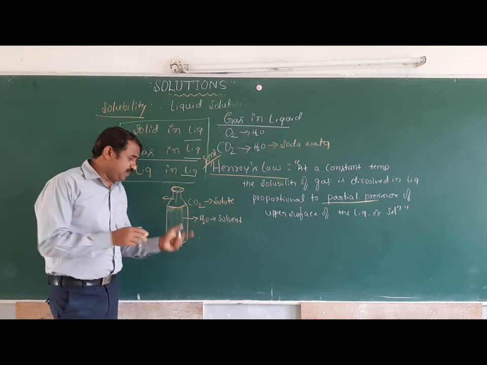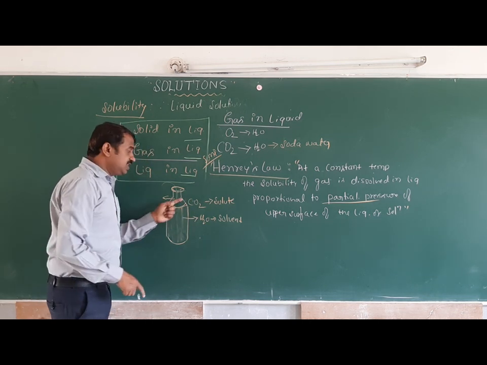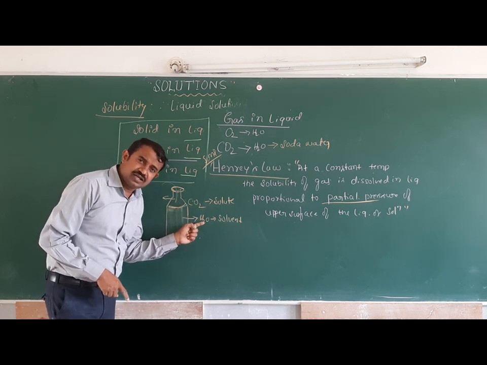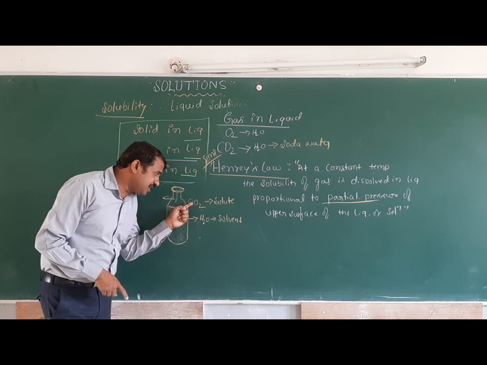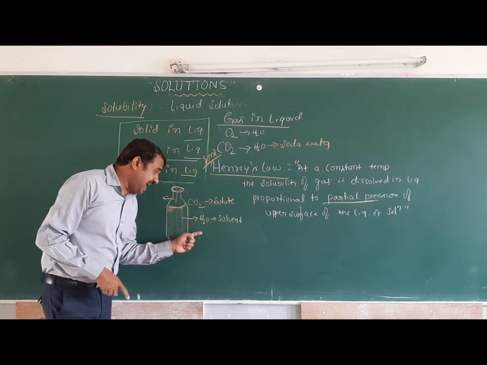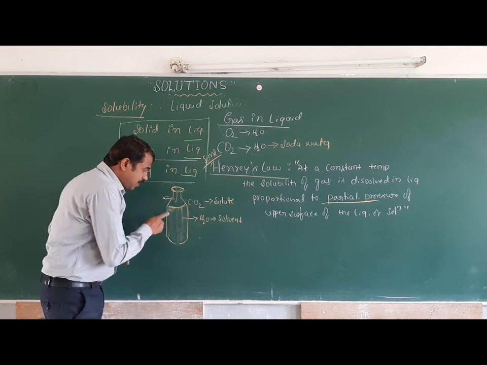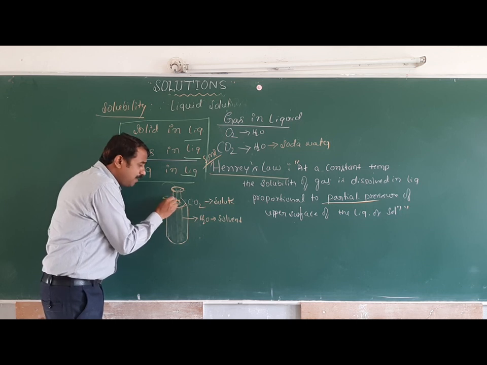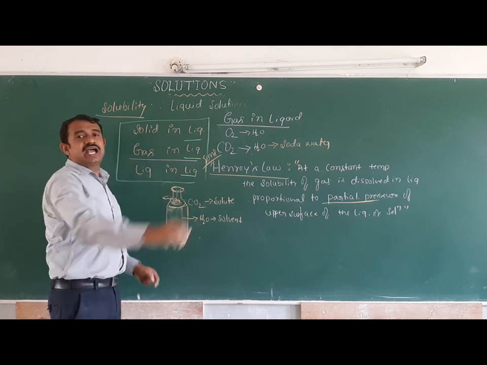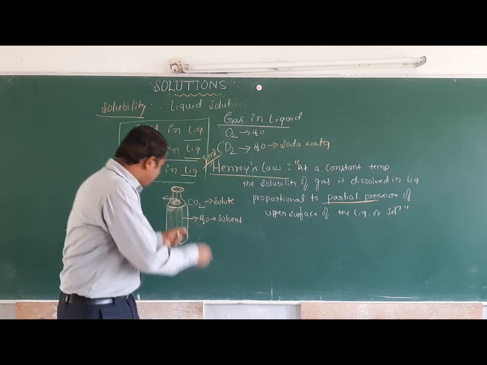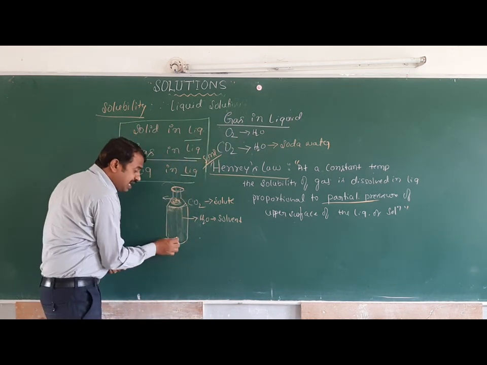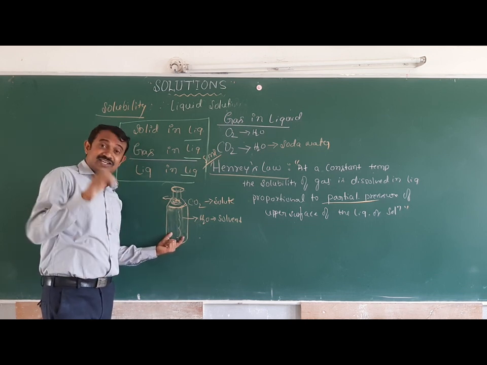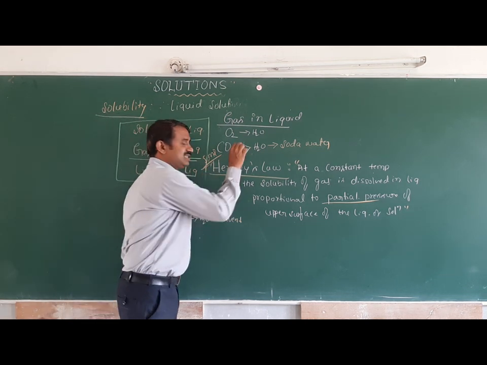What is there in water? Gas. At a constant temperature, the solubility of a gas dissolved in a liquid is directly proportional to the partial pressure at the upper surface of the liquid. That is called Henry's law. When we open the bottle, the bubbles come up to the upper surface of the liquid. The carbon dioxide is there in water. That is called Henry's law.